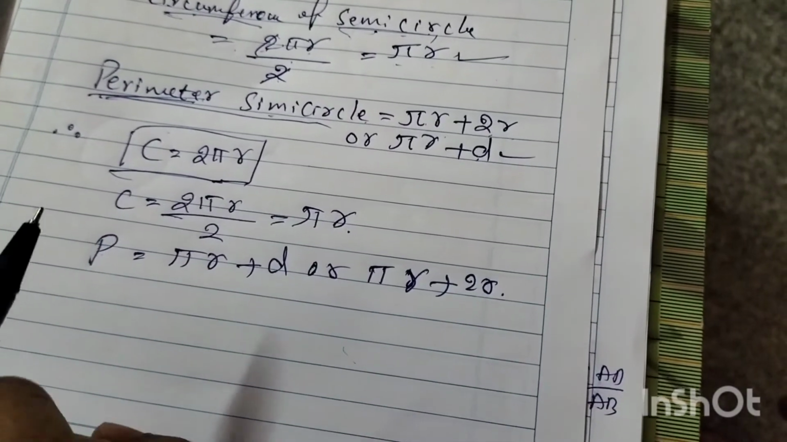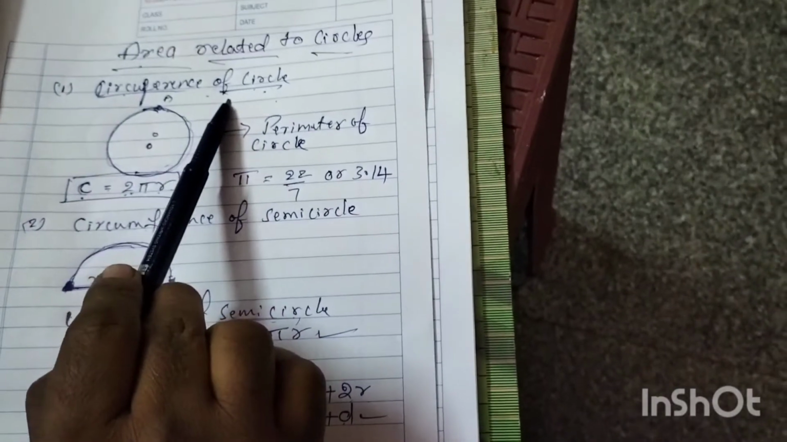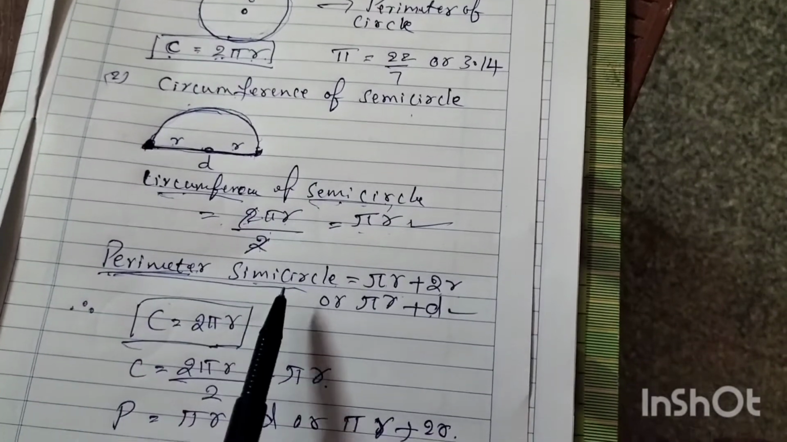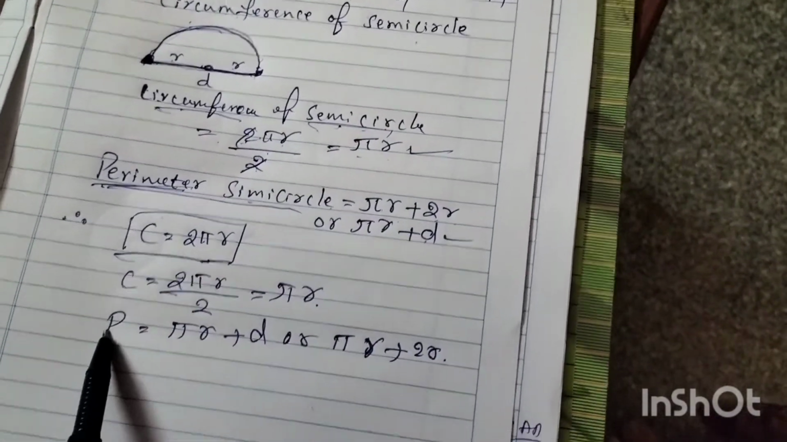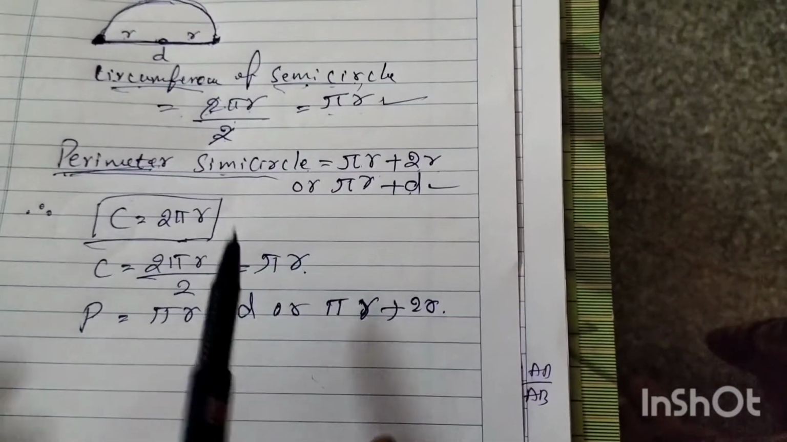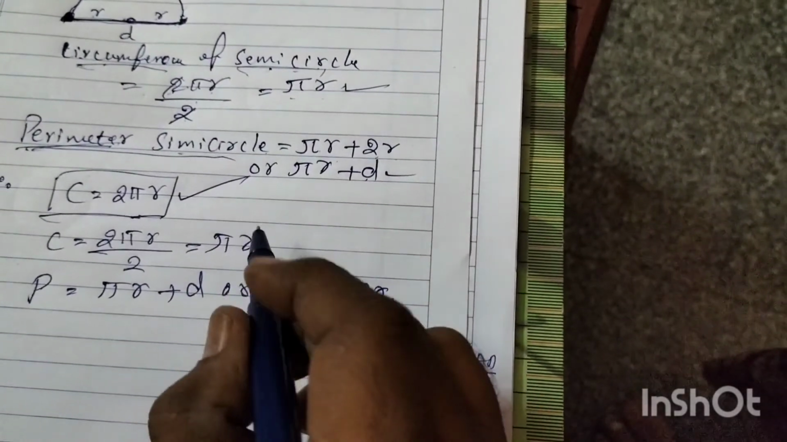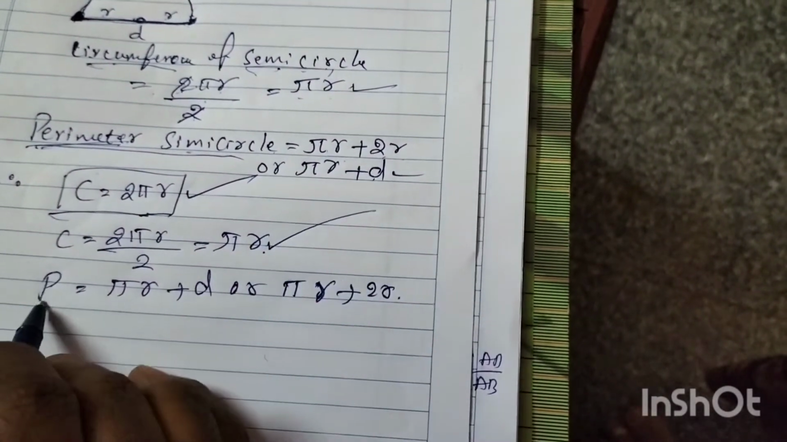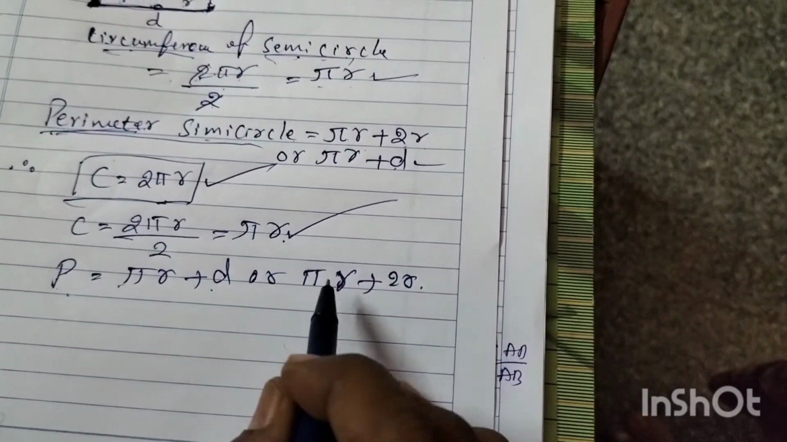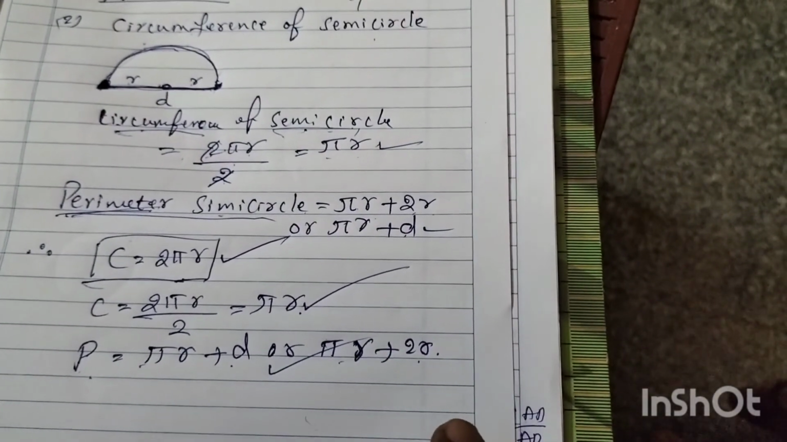Yes, I hope you understand this, student. These are the formulas to find: circumference of circle, C is equal to 2 pi r. Circumference of semicircle is pi r. Perimeter of the semicircle is pi r plus d or pi r plus 2r. Yes, okay. Let's move to the next concept.